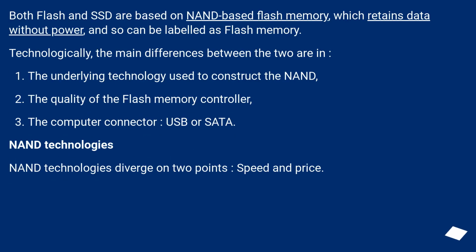Both flash and SSD are based on NAND-based flash memory, which retains data without power, and so can be labeled as flash memory. Technologically, the main differences between the two are in the underlying technology used to construct the NAND, the quality of the flash memory controller, and the computer connector, USB or SATA. NAND technologies diverge on 2 points, speed and price.